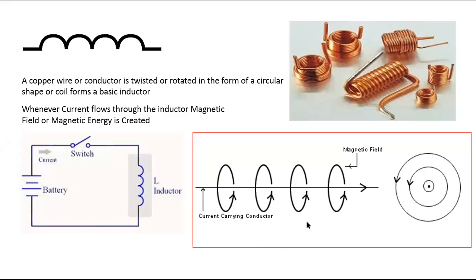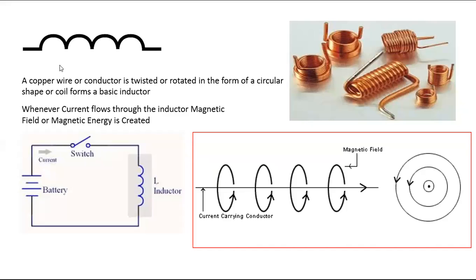Proof for magnetic energy being created, it will attract small pieces of pins. I'll show you the animation later. So when current flows through a conductor, magnetic energy is created. That magnetic energy is attracting small pieces of iron and steel. That is a proof. Okay. But I want to create maximum magnetic energy. Maximum magnetic energy. So what I have to do? I have to rotate this conductor.